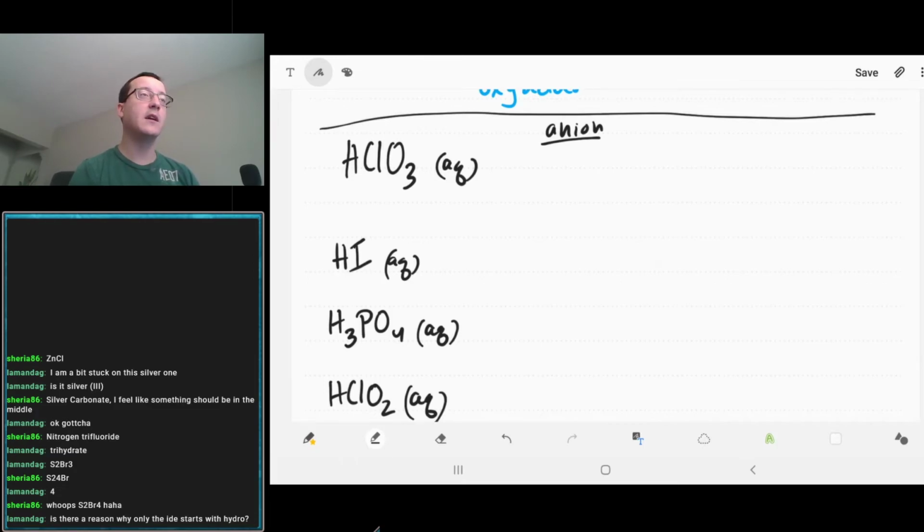Yes, Lamonda, it's because they don't have oxygen. And it's also to distinguish between them. So putting the hydro there is kind of how we distinguish oxyacids from non-oxyacids.